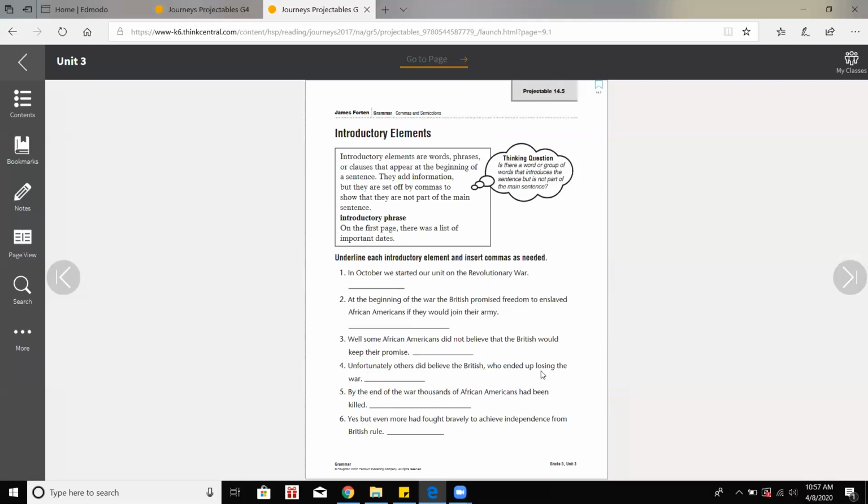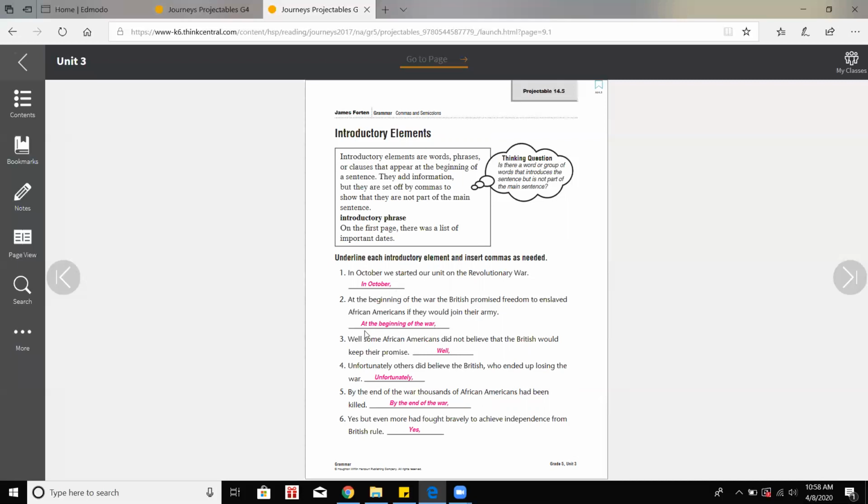So pauses and even rise and fall of intonation would help you figure out where to put the comma. And also the meaning is very important in this. Okay, so if your answers are like this, then you are correct. Okay, so in the first one, you have to put the comma after in October. That's your introductory element. You're adding information about when the unit for the Revolutionary War has started.